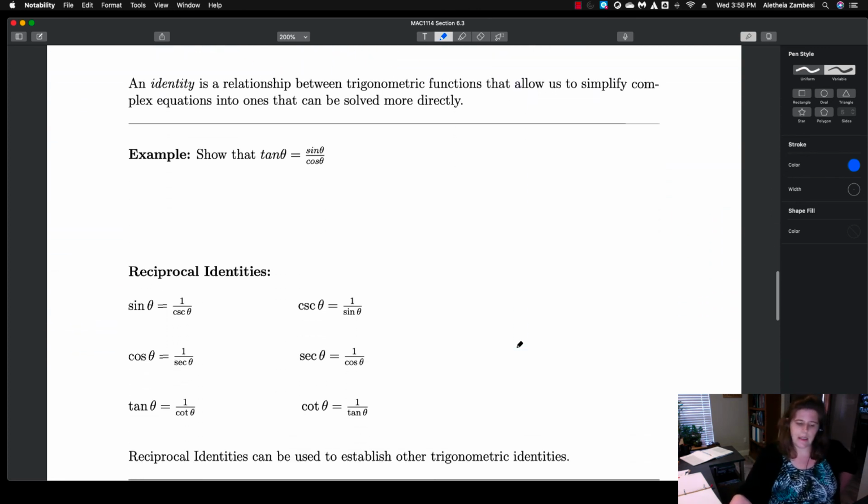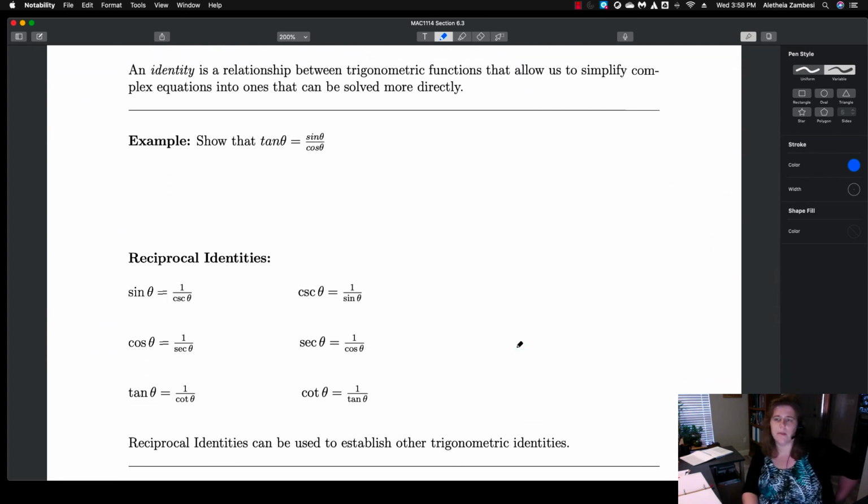An identity is a relationship between trigonometric functions. So I've been trying not to use some of the identities as we go along, and they're so ingrained as I've been looking at trig for so long, it's hard. So let's teach you some of those identities so we can function easier, because that's what identities are really for.